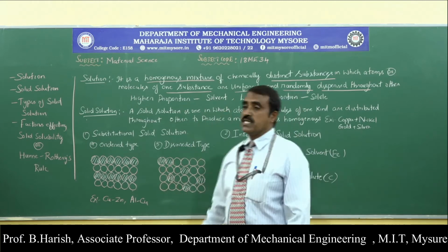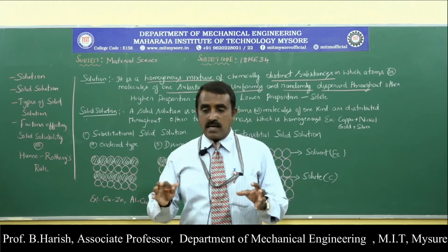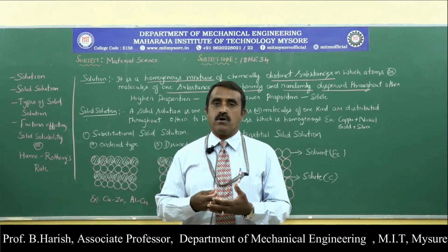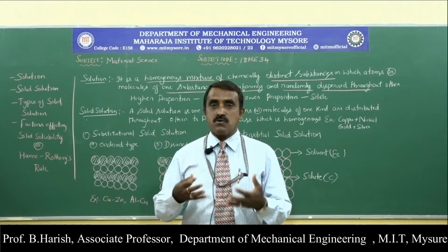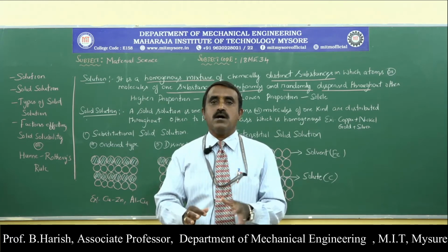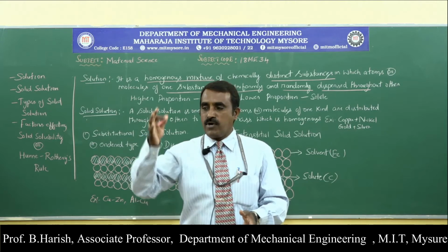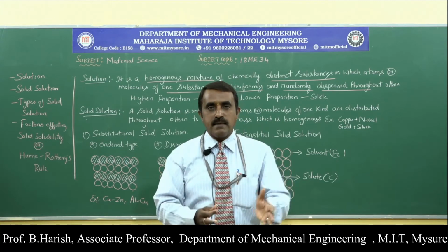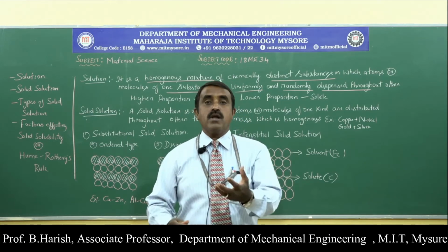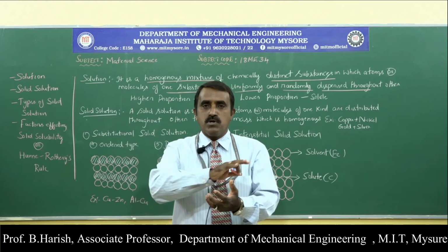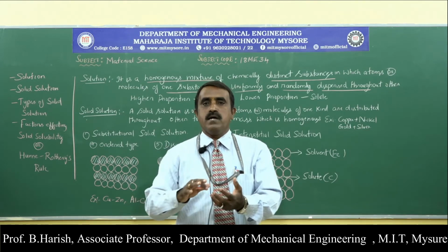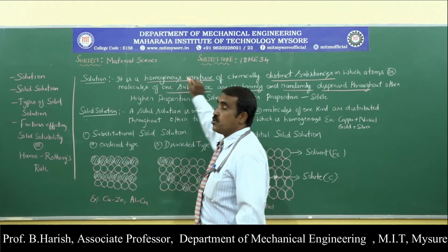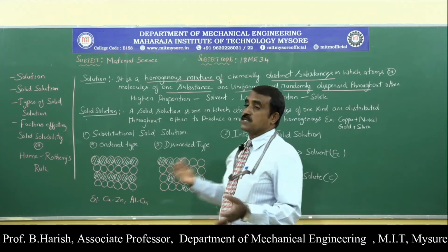It is a homogeneous mixture. So when two metals are mixed together, I should get a structure that is uniform throughout. That is called a homogeneous mixture: 100% mixing of one in the other. For example, if you take metal A and metal B, A should be 100% mixing in B, and similarly B should be 100% mixing in A. Then only do I get a new homogeneous structure, that is, one with atom distribution uniform throughout.